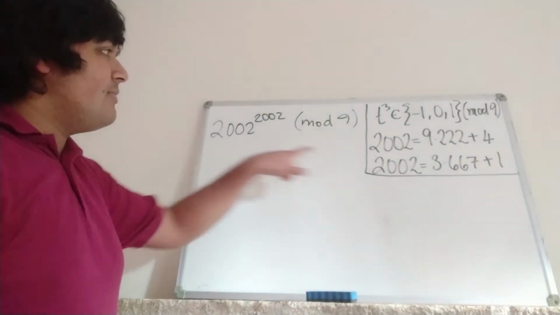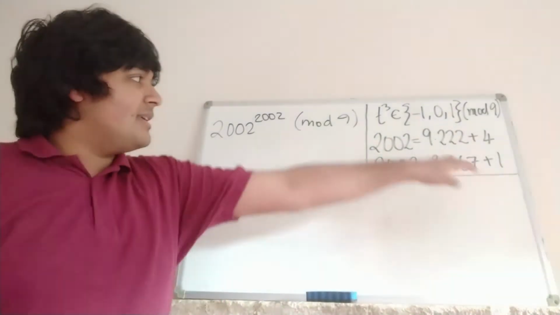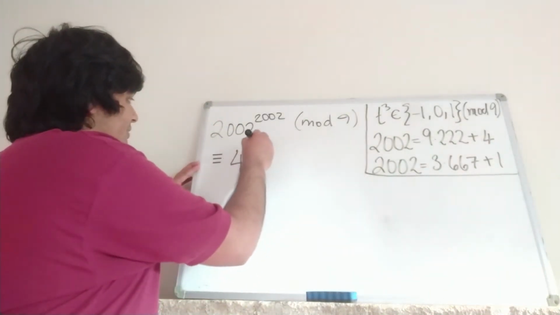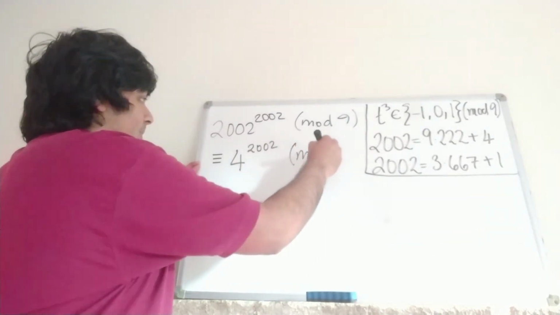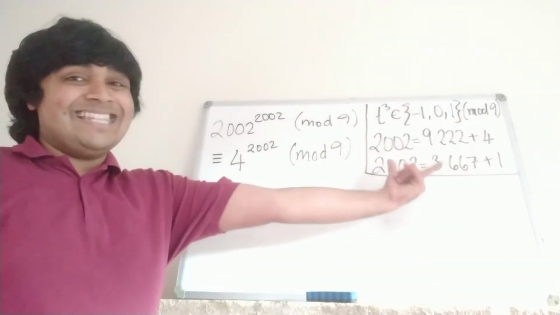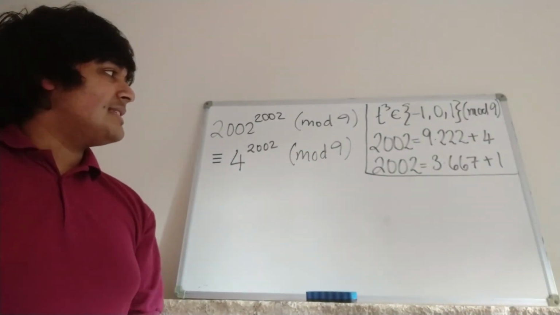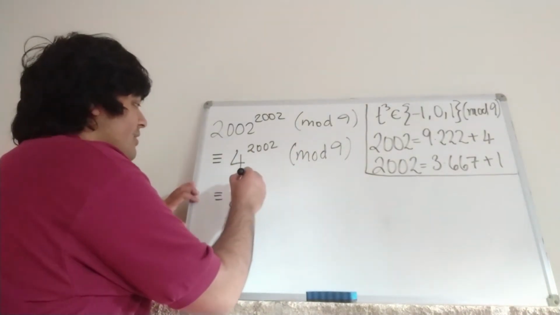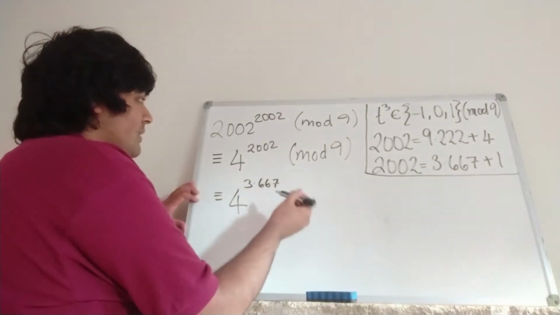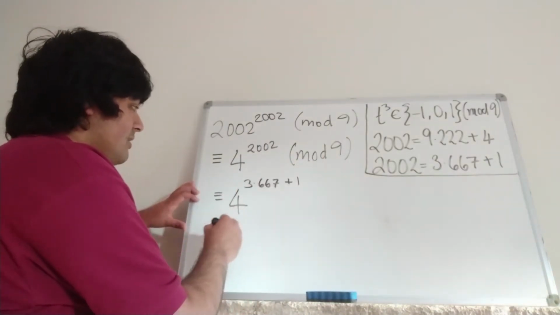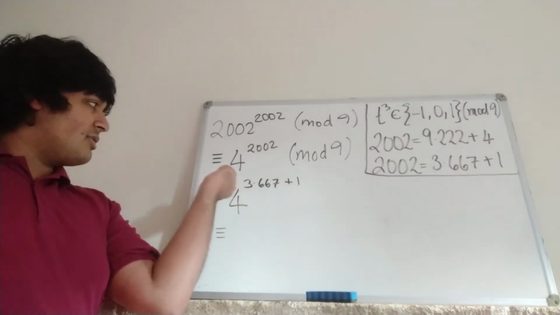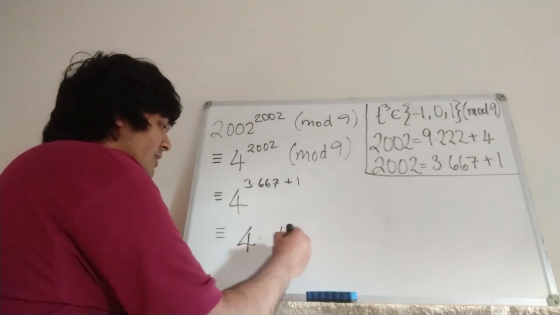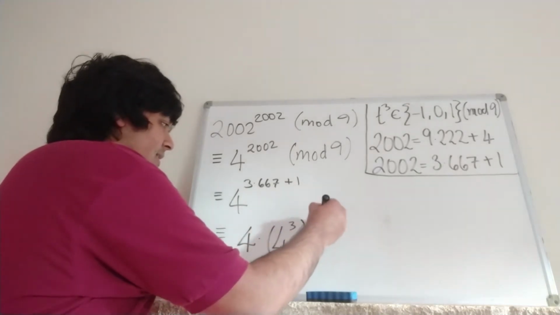Well, 2002 is just 9 times 222 plus 4, so its remainder is just 4 when we look at that mod 9. So this thing is congruent to 4 to the power of 2002 mod 9. But now 2002, we can write as 3 times 667 plus 1. So this is the same thing as 4 to the power of 3 times 667 plus 1, mod 9 again. Then we can write this as 4 times 4 cubed to the 667, like so.